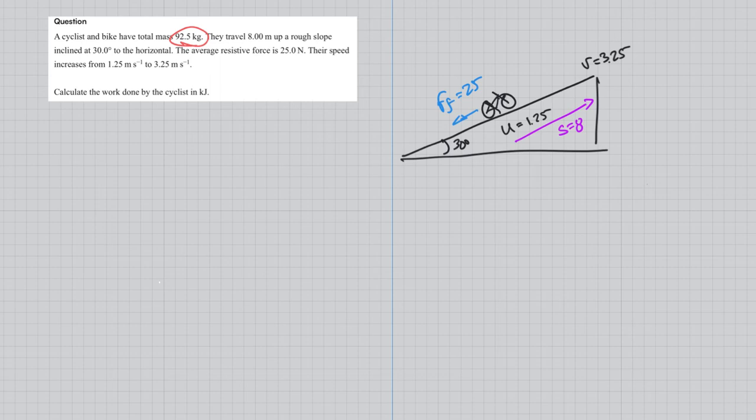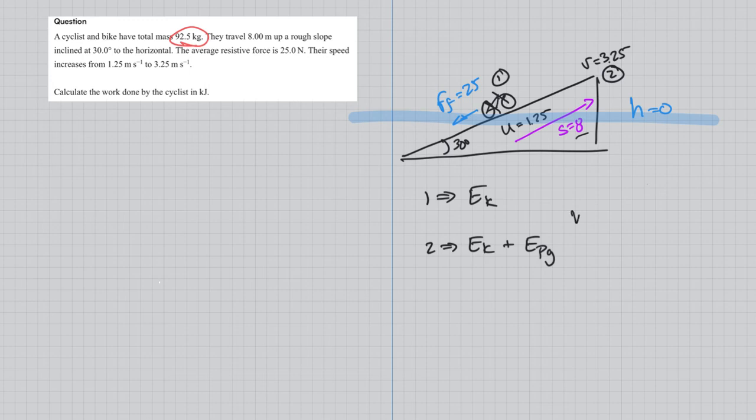If we imagine our initial position here as height equals zero, we're going to do that just to eliminate any potential energy that they might have. So at position one, and then position two at the top, which is 8 meters up the ramp. At position one, they're going to have kinetic energy. At position two, they're going to have kinetic energy and potential energy due to gravity. And there is some outside work that is done due to my resistive force.